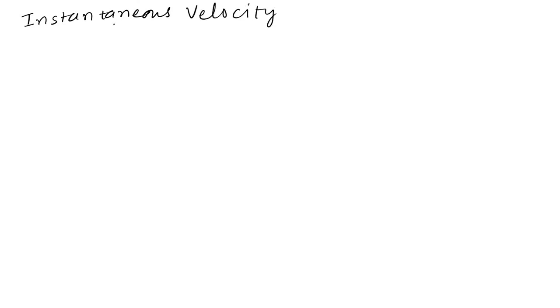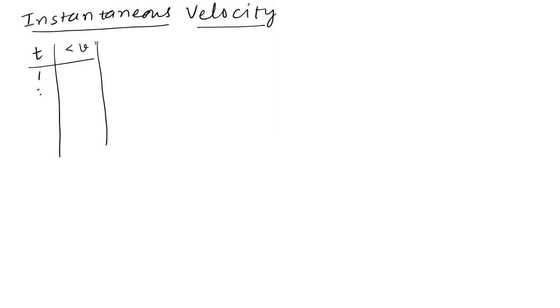Now this is valid only when the velocity is changing with respect to time. When velocity is constant, you have uniform motion, then instantaneous velocity and average velocity are going to be the same. Now suppose we have different time intervals. I have a time and a velocity table. So for different times, say 1, 3, 5, 7, something like this.